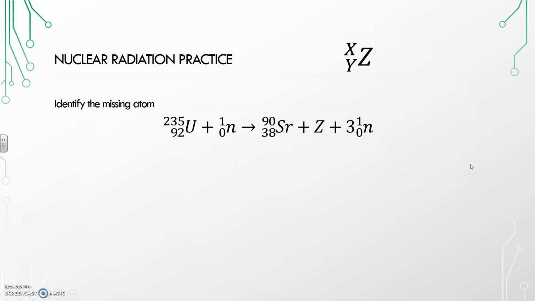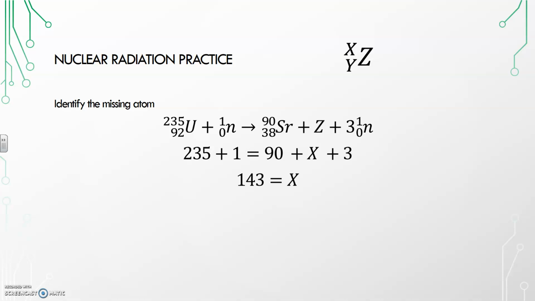So we're going to focus on the top part first. We're going to use x as our variable here. We have 235 and 1 on this side, so we add them together. And then we have 90 plus our x plus 3 times 1, so plus 3. Then you just solve for x, and you get that x is 143.